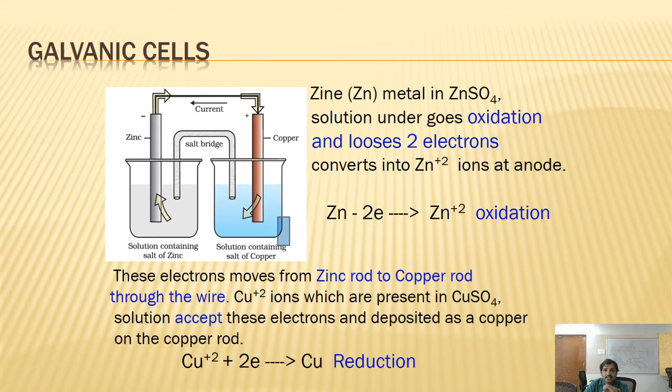Here in this vessel, the zinc metal in the zinc sulfate solution undergoes oxidation, loses 2 electrons, and converts into Zn2+ at the anode, which is negatively charged. The anode is negatively charged in the galvanic cell. That is the point to be noted here.